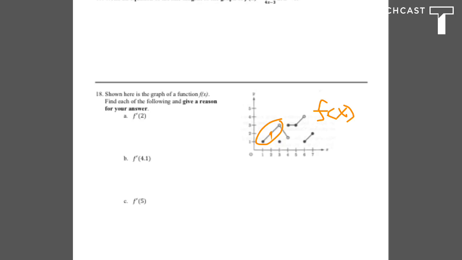So I can do change in y over change in x. M equals, that looks like 3 minus 1 over the change in the x's, which also happens to be 3 minus 1. And I get that that slope equals 1.